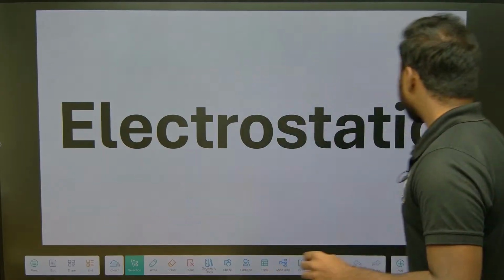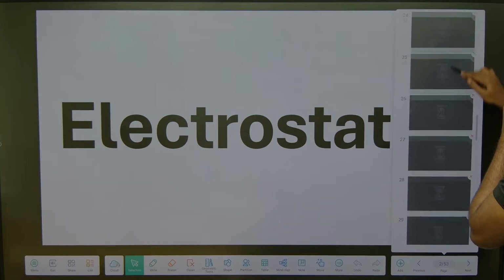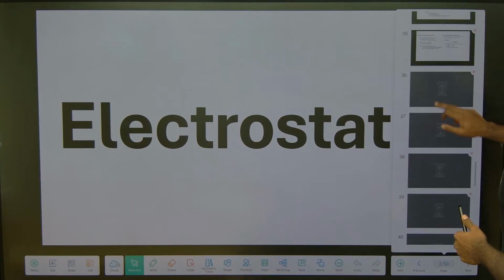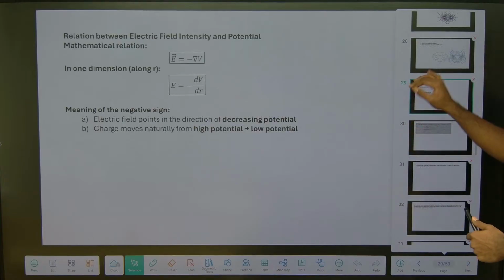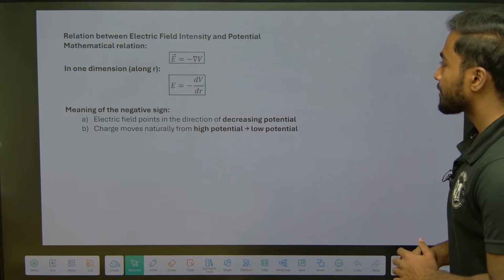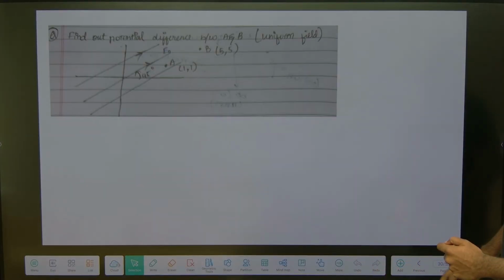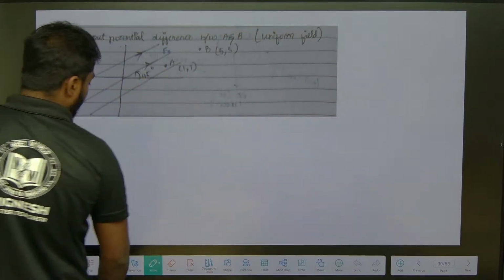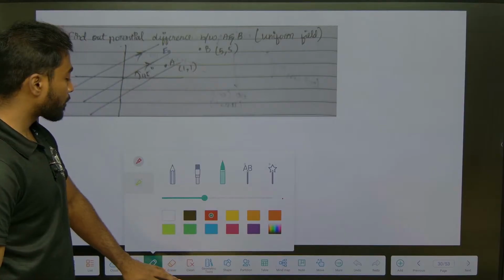In the last class we completed up to the relation between electric field intensity and potential. Let us see the problems related to this topic in this class, and we'll continue with electric flux, Gauss law and capacitance, and we'll see some of the PYQs of IIT JAM.